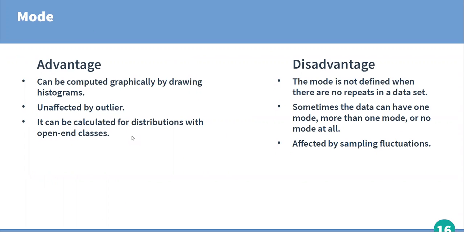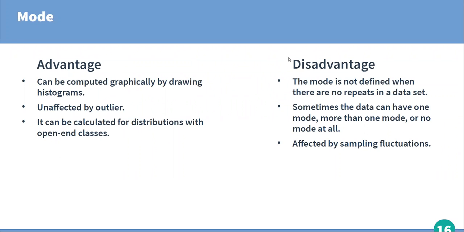Let's see what are the advantages and disadvantages of mode. Once again, the mode need not be calculated. Just by looking at the histogram, we can make out which is the mode in the data set. It is not impacted by the outlier. Even in case of open-ended classes, we can still find the mode.